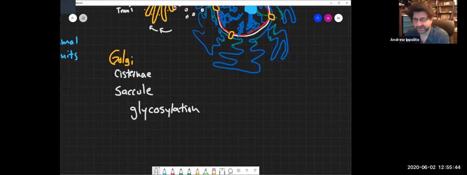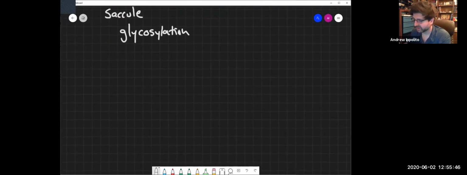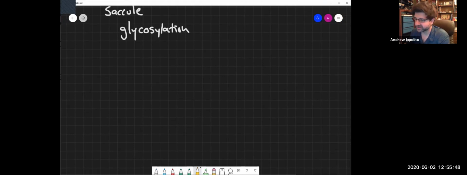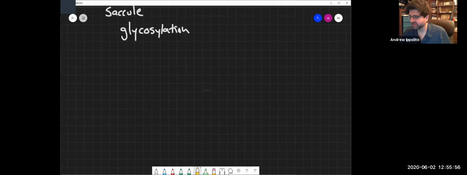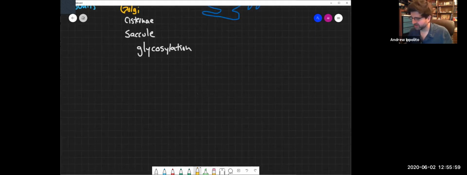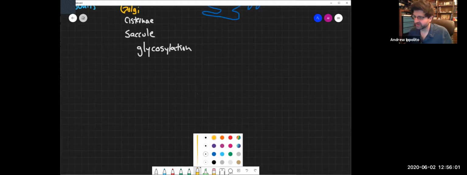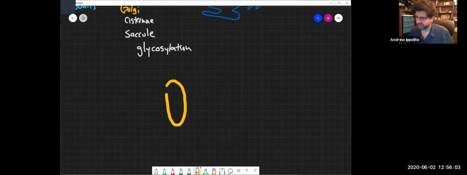All right, and here's how it works. So if this is the inside of the Golgi, let's keep it very simple. There's one saccule for the Golgi. Okay, and I'll tell you what. I'm going to zoom out a little here. I'm going to make this thicker. And here's the plasma membrane.